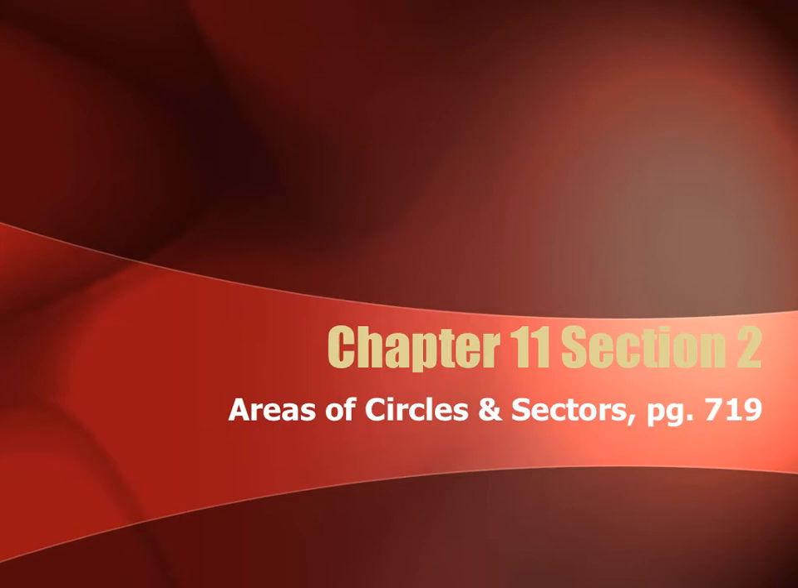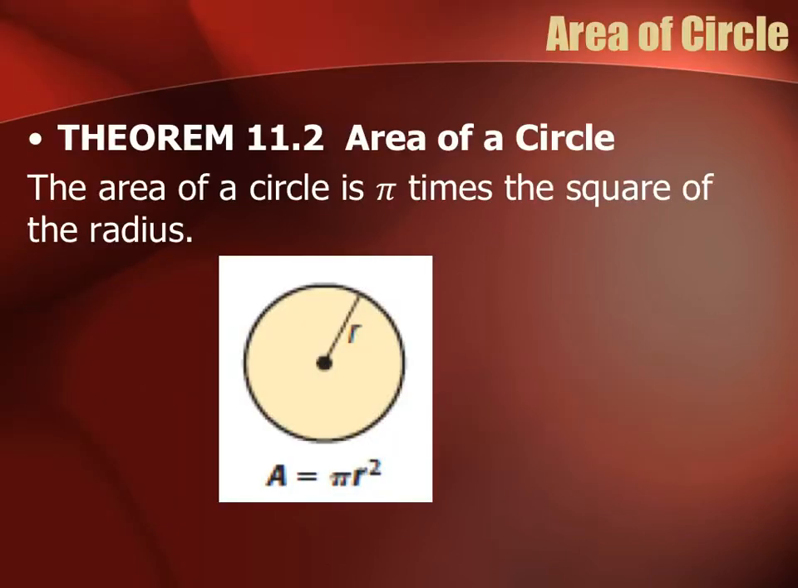Okay, so today we're going to cover section 2 of chapter 11, and today we're going to find area of circles and area of a sector. So the first thing is the formula for area of a circle. The area of a circle is pi times the square of the radius, or pi r squared. So that's your formula that you're going to memorize for the area of an entire circle.